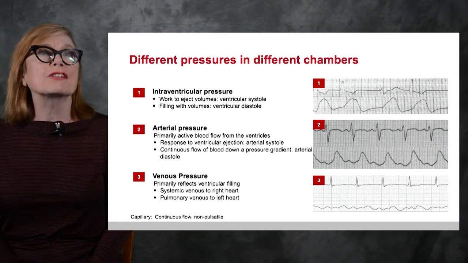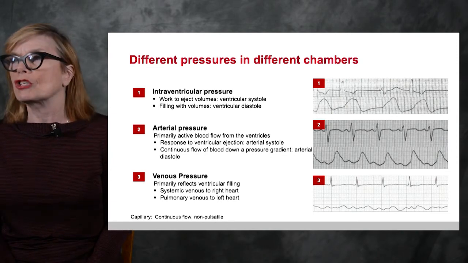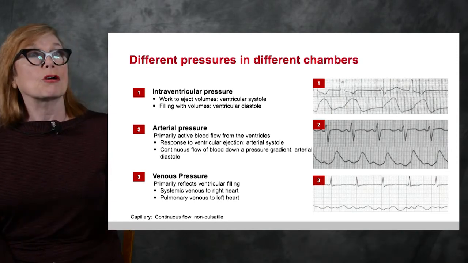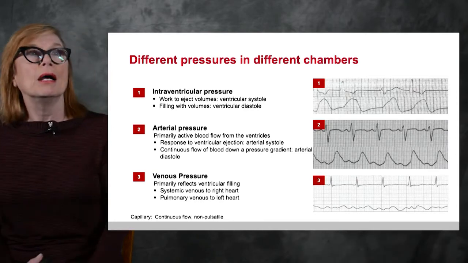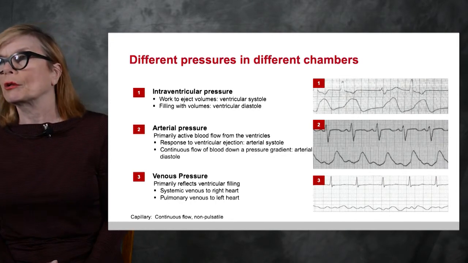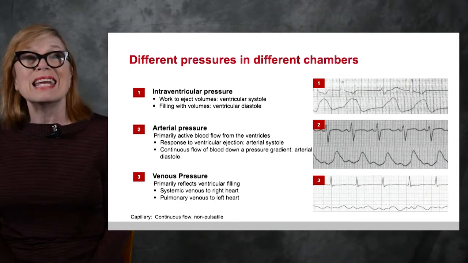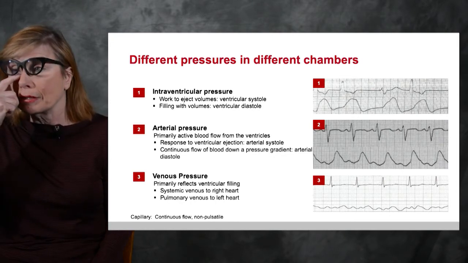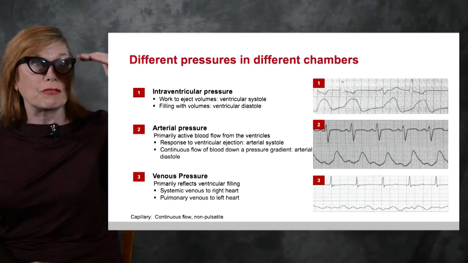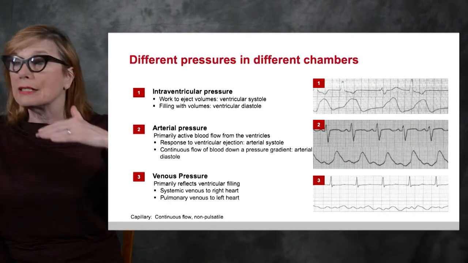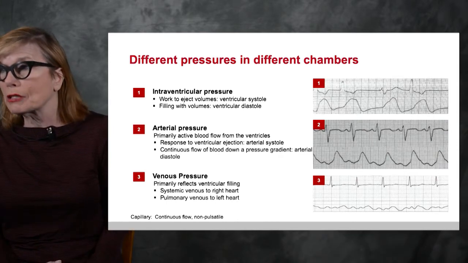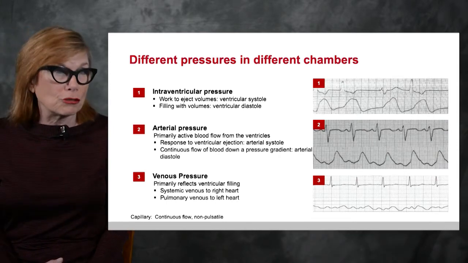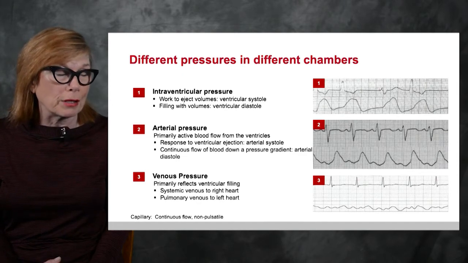Now, if I wanted to measure pressures in different chambers, the 3 chambers I'm going to talk about here is one you hope you never measure unless you're in the cath lab, and that would be intraventricular pressure, measuring the pressure in the ventricle itself. Now, the diastolic pressure in the ventricle goes very close to 0, and 0 means 0 in relationship to atmospheric pressure. That's what we talk about when we talk about 0 when we're looking at pressure monitoring.